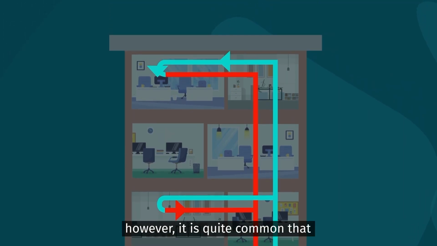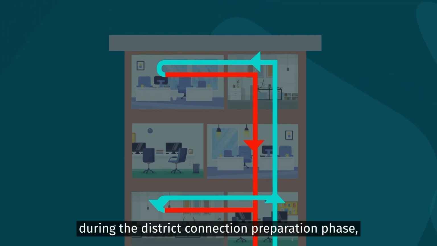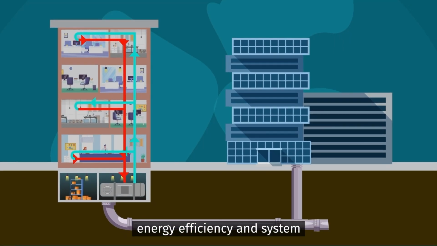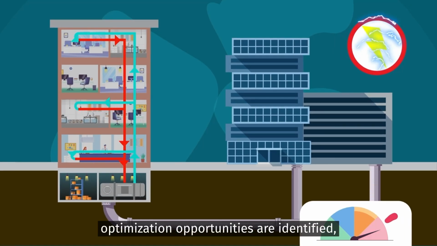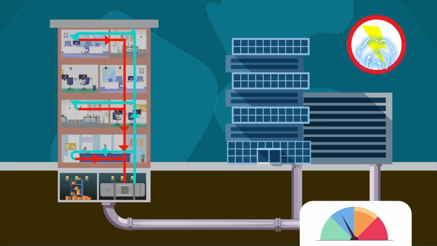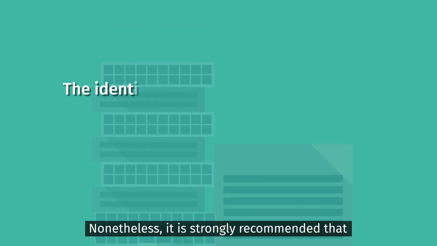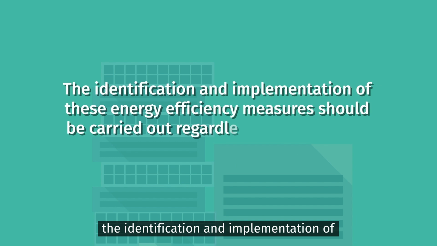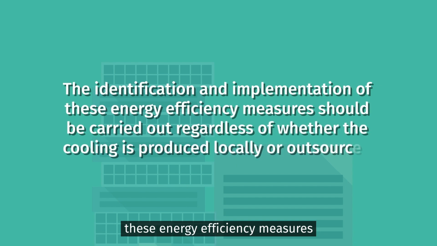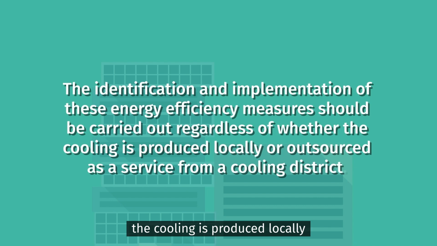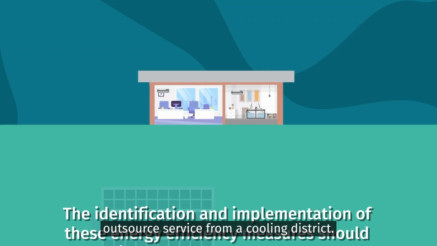However, it is quite common that, during the district connection preparation phase, energy efficiency and system optimization opportunities are identified, mostly in the internal pumping, heat transfer, and ventilation systems. Nonetheless, it is strongly recommended that the identification and implementation of these energy efficiency measures be carried out regardless of whether the cooling is produced locally or is contracted as an outsourced service from a cooling district.